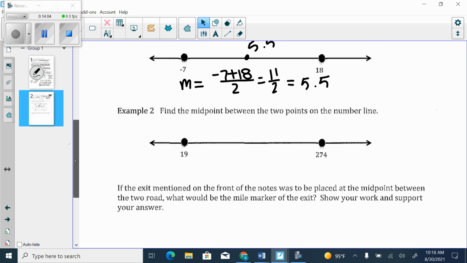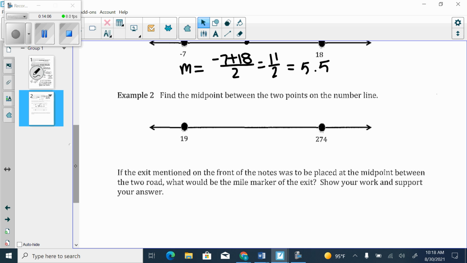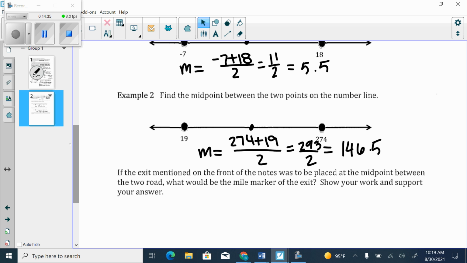All right. Example 2. If I go plug this into my formula, what's it going to look like here? Right. 274 plus 19 over 2. Okay, and what is 274 plus 19? 293. Okay, and 293 divided by 2? Very good. So my middle point, or my midpoint, I mean, is at 146.5.